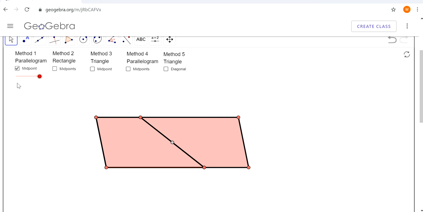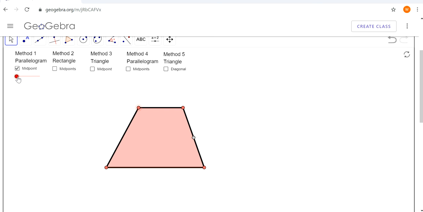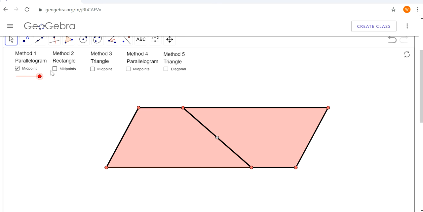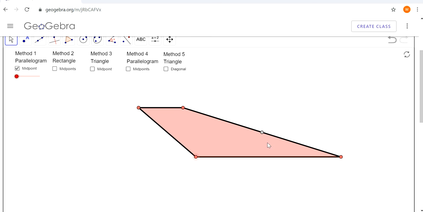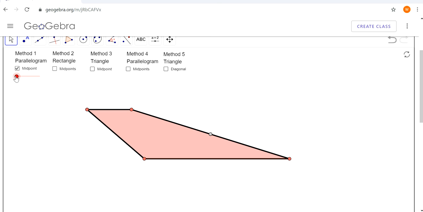Okay, let's rewind this. From any trapezium that you can create, we're going to duplicate it, we're going to rearrange it, and we end up with a parallelogram. This can be done for any trapezium that we want. Duplicate, rearrange. We will always end up with a parallelogram.